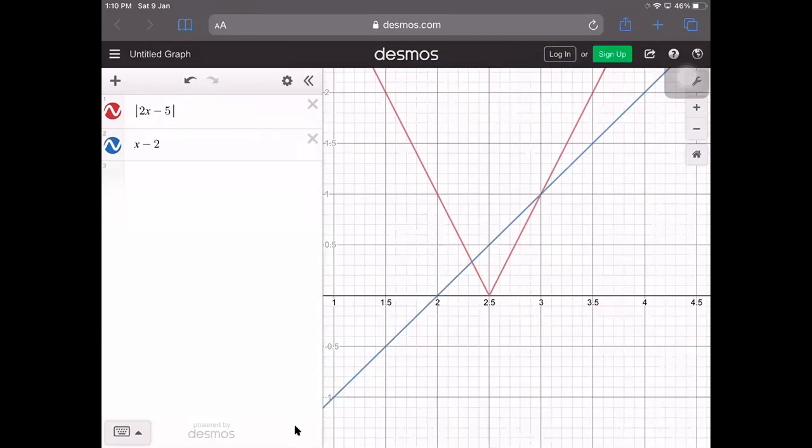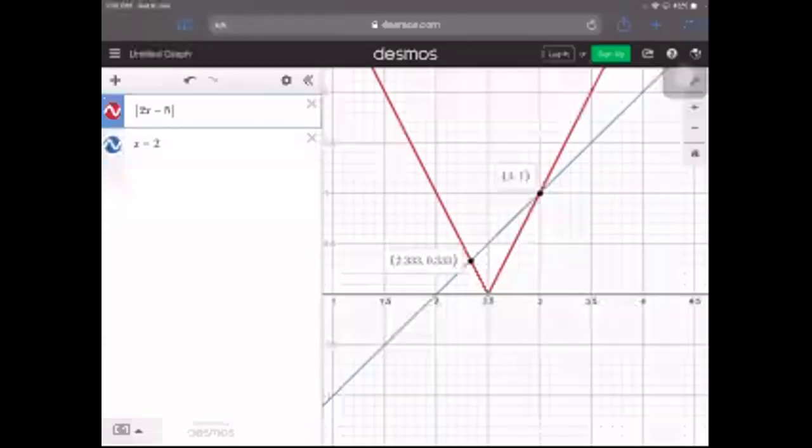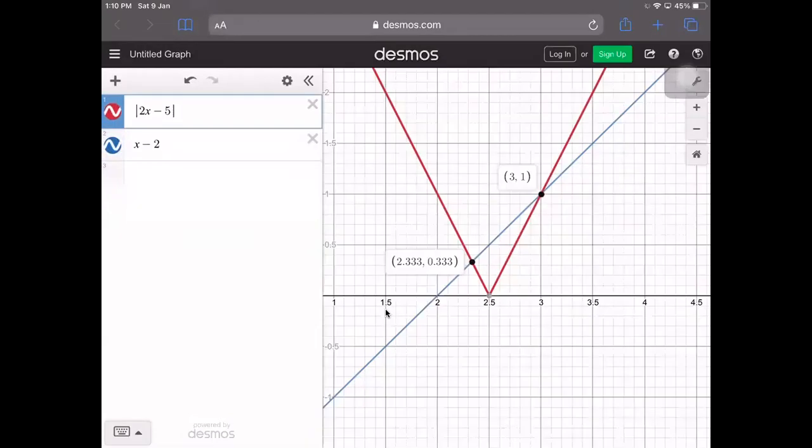Values 3 and 7 upon 3. So that's 3 and 7 upon 3 is 2.333. So what is your inequality over here? Where do you see the modulus graph to be less than the x minus 2? Between 7 over 3 and 3.